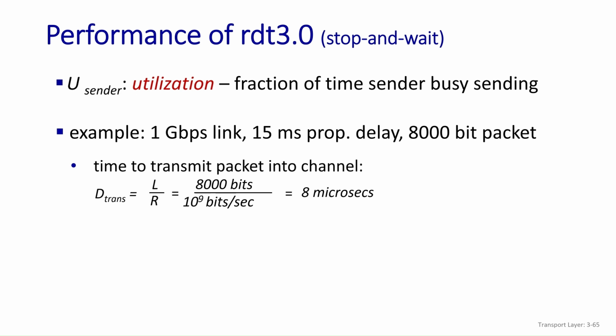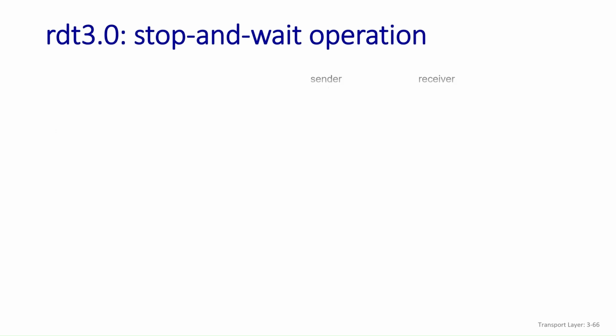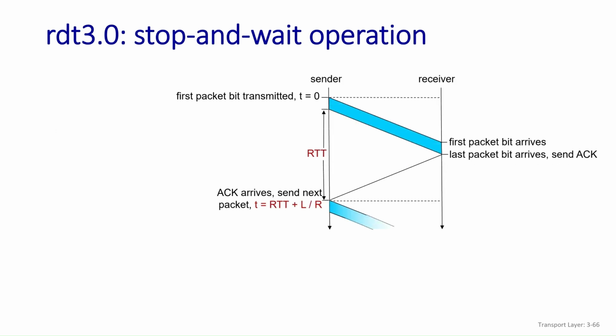And how can we calculate this delay? By dividing the size of the packet, L, by the transmission rate, R. So the size of the packet is L, which is 8,000 bits, and the link is 1 gigabit per second. This is 1 times 10 raised to the power 9 bits per second. So the transmission delay is 8 microseconds.